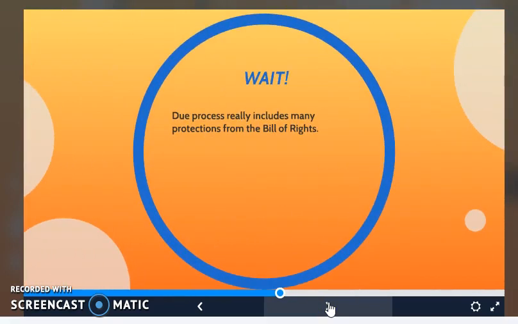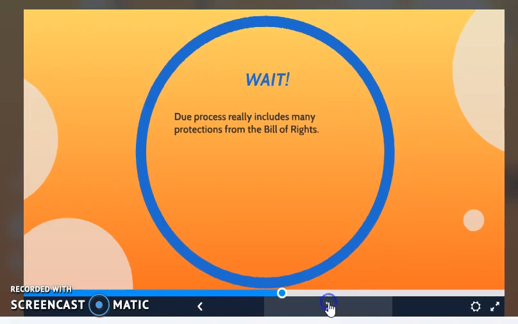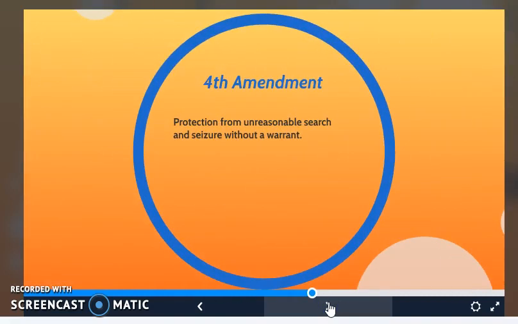But wait, due process really includes many protections from the Bill of Rights. The 4th Amendment tells us how some of those procedures need to be done, part of due process. So the 4th Amendment says we have protection from unreasonable search and seizure without a warrant. In order to look in your car or your home, they need to have a search warrant that is issued by a magistrate. Remember, the magistrate is the judge that does those little tasks.